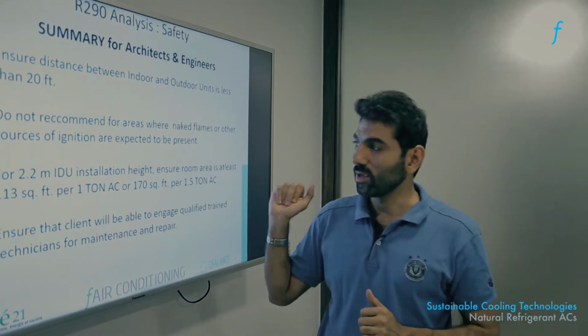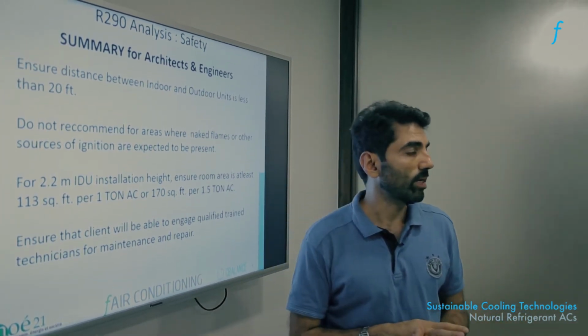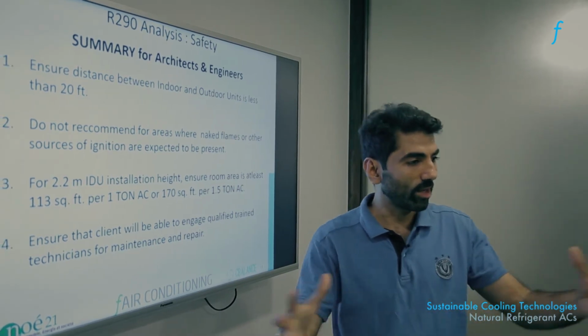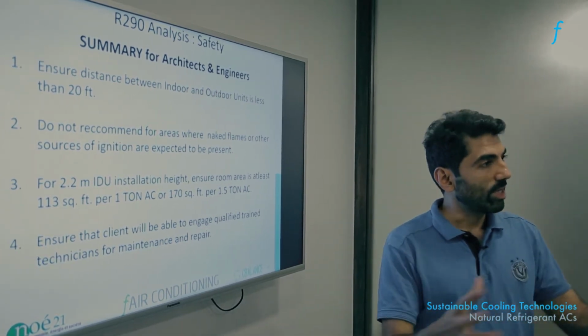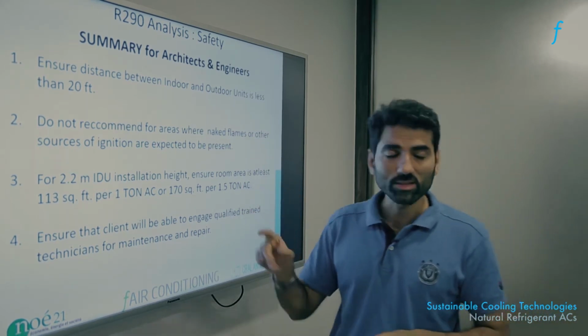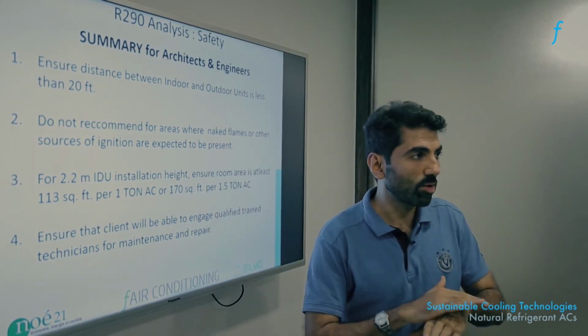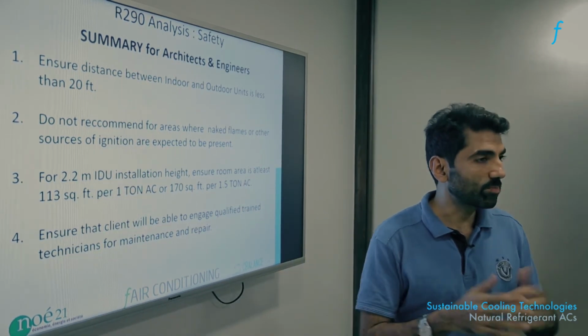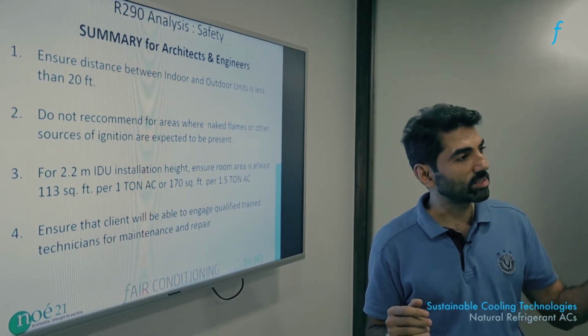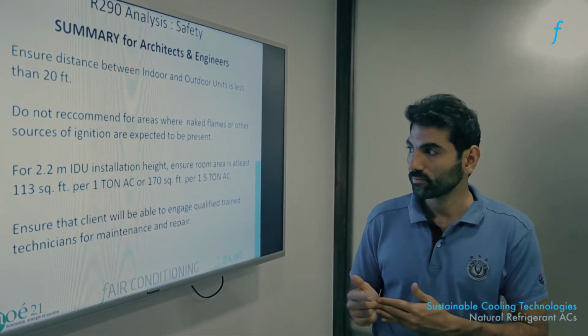So one immediate implication of this is in the case of ATMs in India. Most ATMs in India, or ATM rooms rather, have an area of about 80 square feet, which means that none of these ATMs can safely use an R290 AC, because there won't be enough area to disperse that gas if a leak happens and still stay within 2.1% of the lower explosive limit.